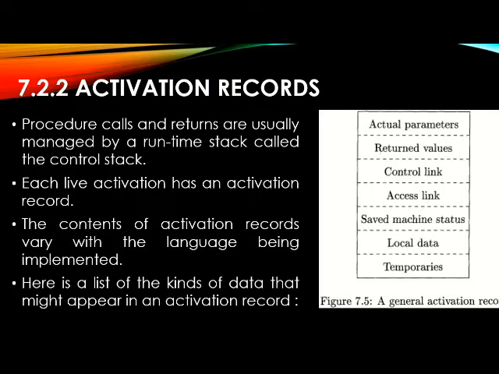These activation record contents can vary based on the programming language, that means whatever programming language the source program was implemented in. For example, we consider an activation record. It contains several contents: temporaries, local data, saved machine status, access links, control link, return values, and actual parameters. Now we discuss what is meant by each one.